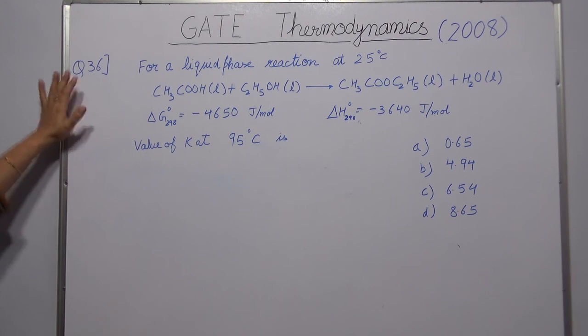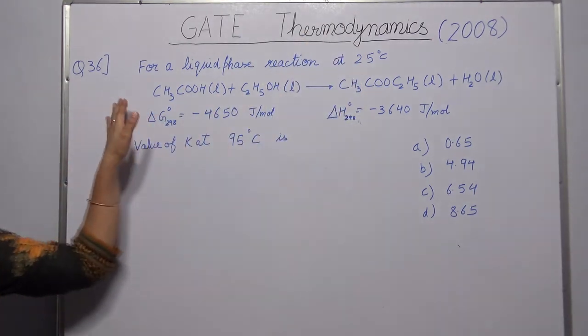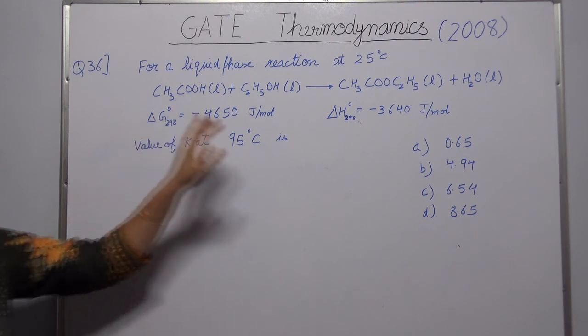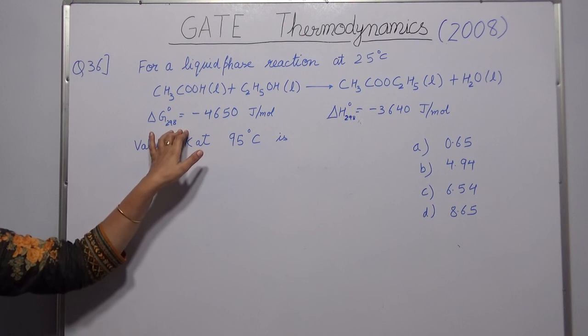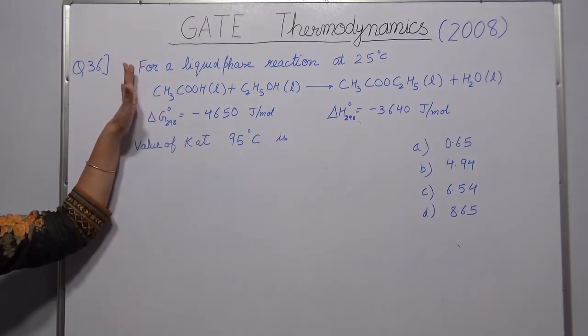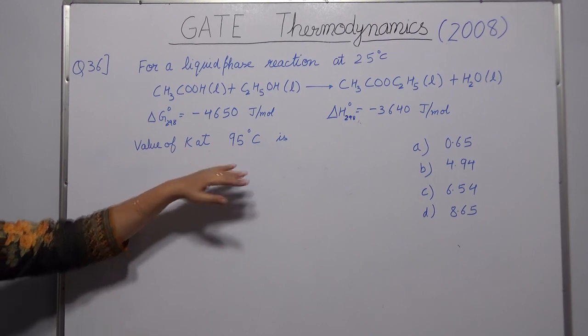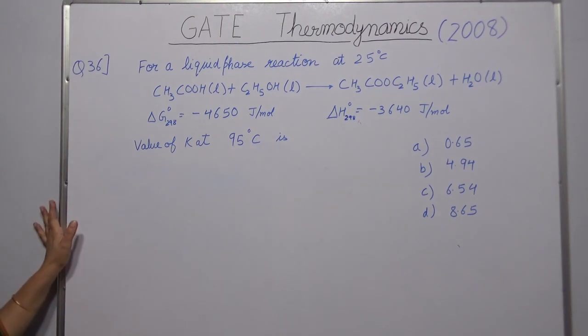Okay. So the next question which I am going to take talks about a liquid phase reaction taking place at 25 degrees centigrade. The standard Gibbs free energy change of reaction and the enthalpy change of reaction at 298 Kelvin have been given. With this information, they have asked you to calculate the value of the equilibrium constant K at 95 degrees centigrade. Four options have been given and you have to choose the right one.